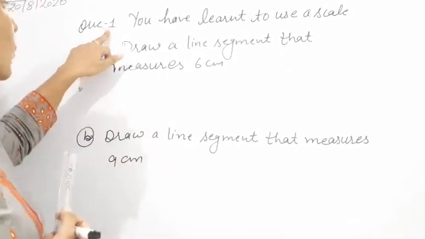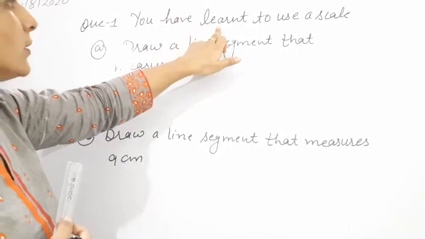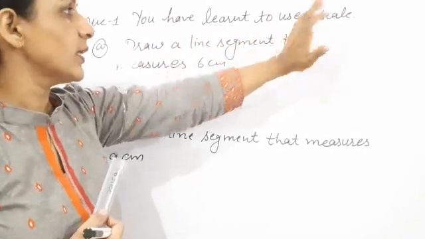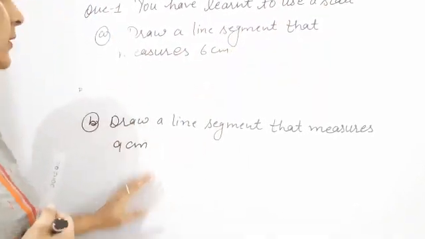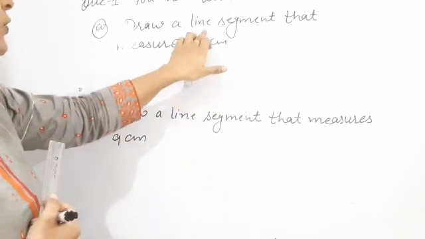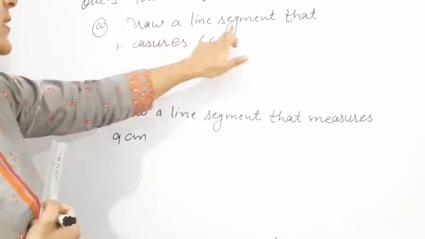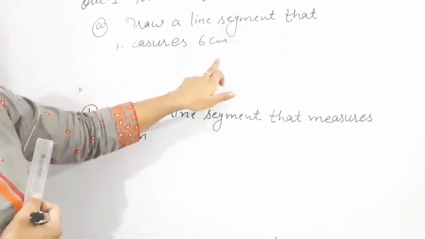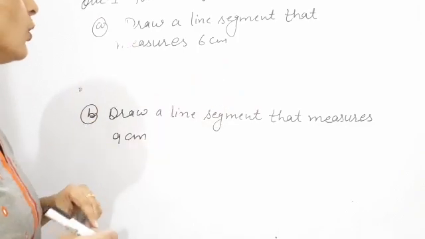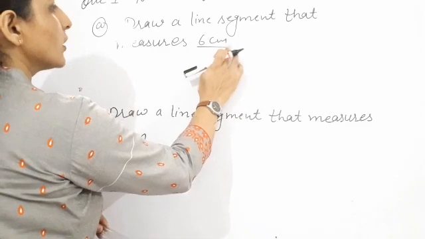Now question number 1 of exercise number 4.2. You have learned to use a scale. So in this question we learn how we use the scale, how we draw the line segment by using the scale. Part A: draw a line segment that measures 6 centimeter. Clear? So you know how we draw? We draw the 6 centimeter. So for this one, what do we do?